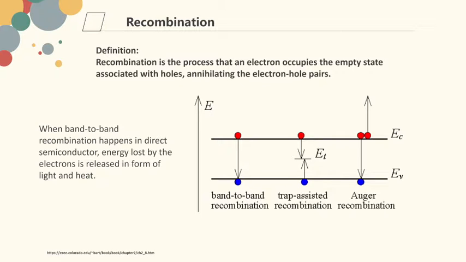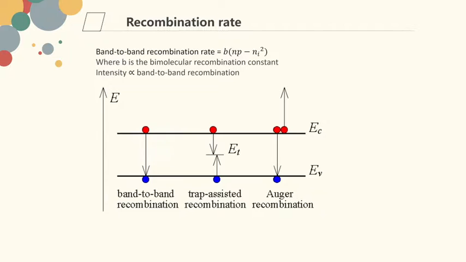If the material of the p-n junction is a direct semiconductor, an electron goes directly from the conduction band to the valence band and annihilates the hole. The lost energy is released in the form of light and heat. This type of recombination involves both electrons and holes, so the recombination rate is proportional to the density of both electrons and holes. At thermal equilibrium, the net recombination rate is zero.